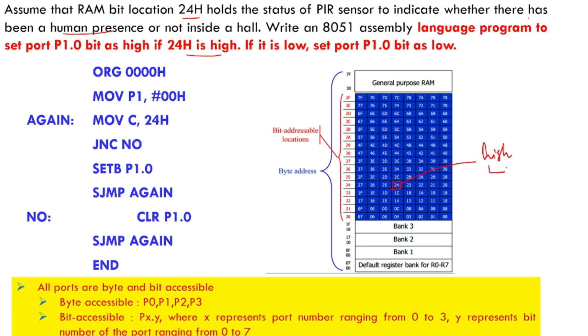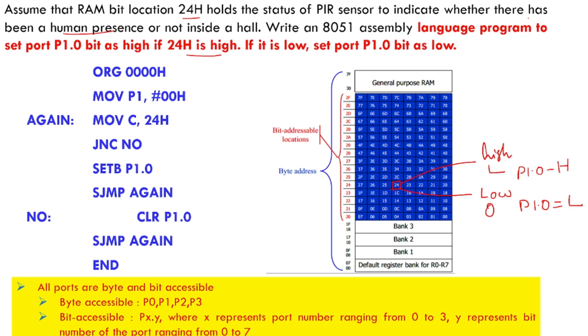So what they are saying is, if this 24H address location holds high, then I need to set port 1.0 as high. If this is low, that means 0, if this bit location holds the data 0, then I want to make port 1.0 low. That's it. This is the coding I need to understand.